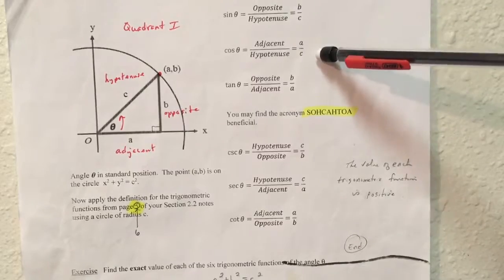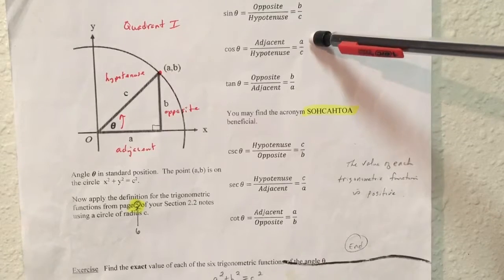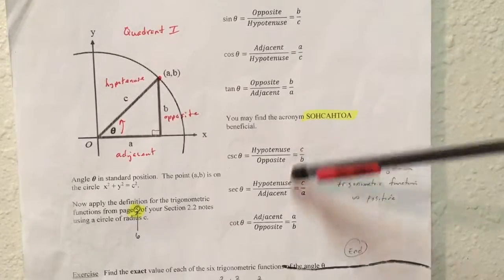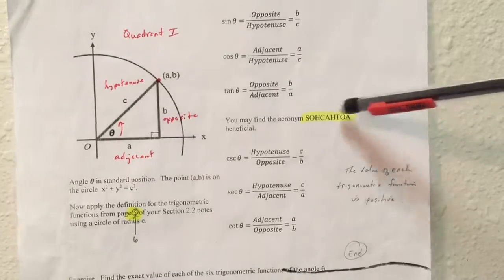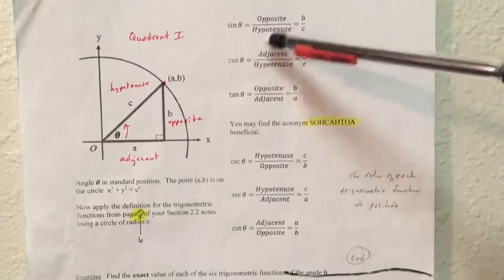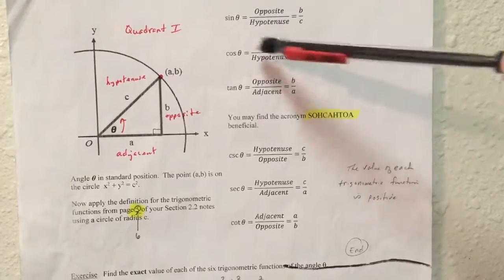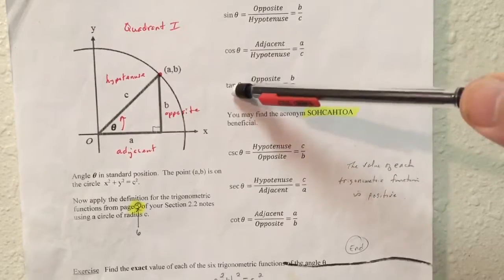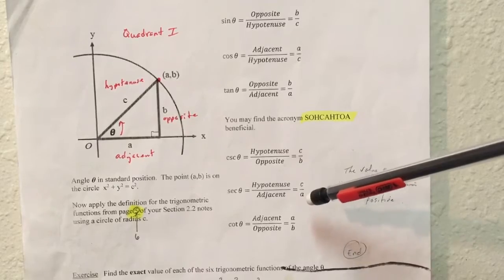And similarly for cosine, theta in section 2.2 is x over r, but x is equal to a in this case, and r is equal to c. So to remember this relationship, you might find the acronym SOHCAHTOA beneficial. SOH in SOHCAHTOA comes from sine opposite hypotenuse. CAH comes from cosine adjacent hypotenuse, and TOA comes from tangent opposite adjacent. So SOHCAHTOA you might find beneficial in remembering.